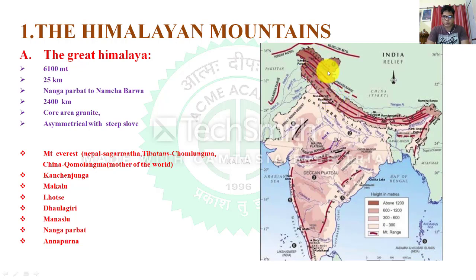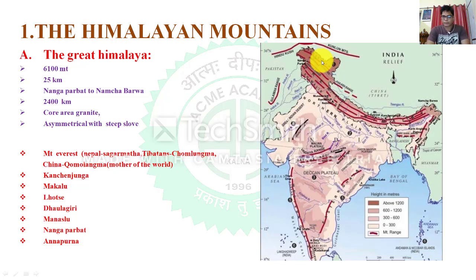Above these you can see the Trans Himalaya. These are the portions of the Trans Himalaya: the Karakoram range, the Ladakh range, and the Zaskar range. These three ranges are called the Trans Himalayan ranges. Mainly in this region, in the Trans Himalaya, you can find one of the main mountains, that is the K2.